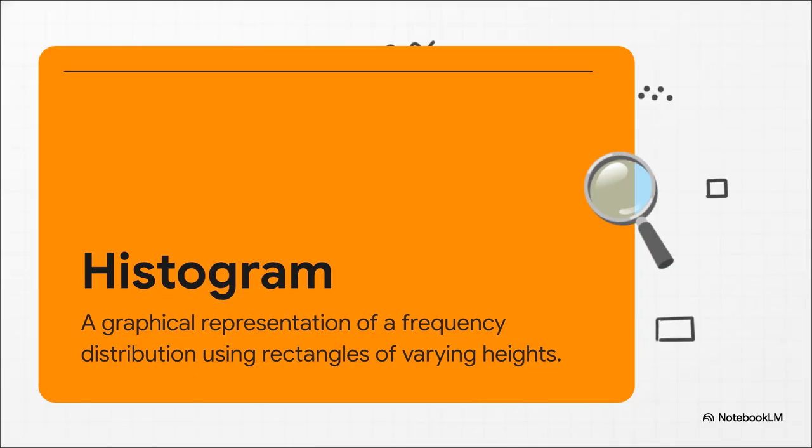So what is it exactly? Well, a histogram just groups your data into continuous ranges. We call them bins, and then it uses bars to show how many data points fall into each of those bins. The key thing to notice is that the bars are always touching. That's your visual cue that the data is continuous.